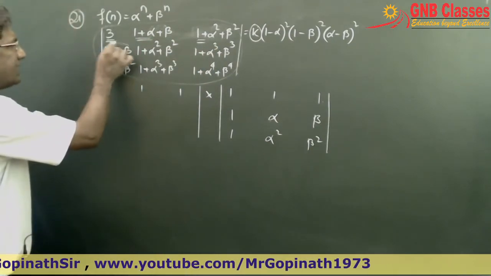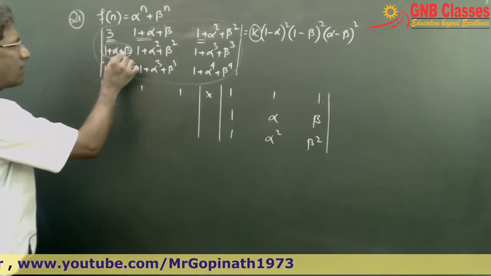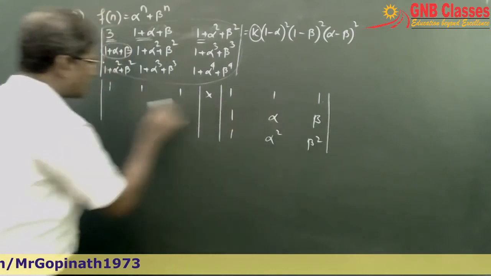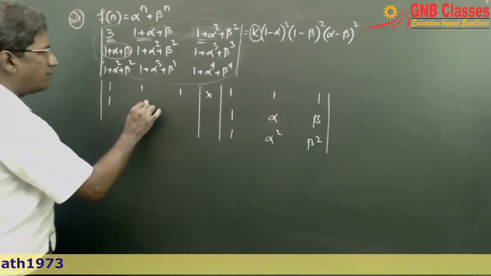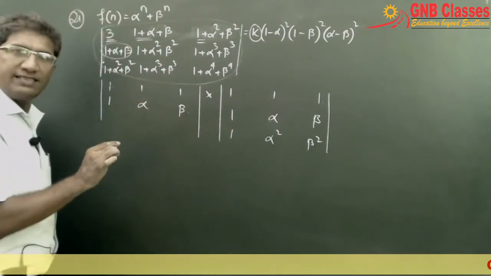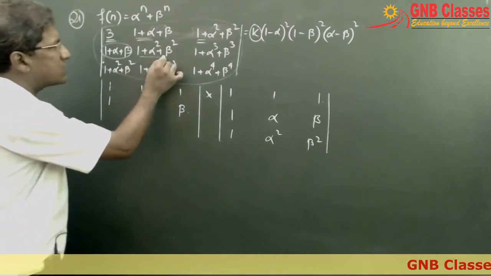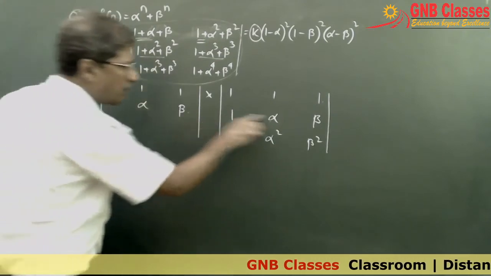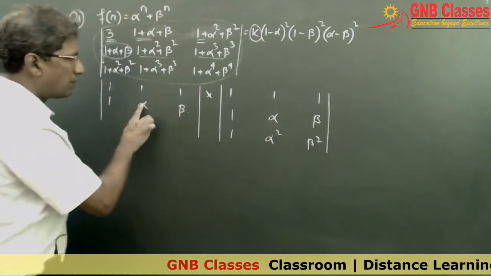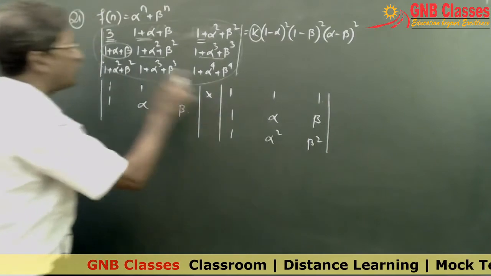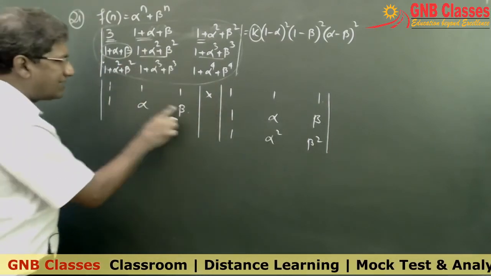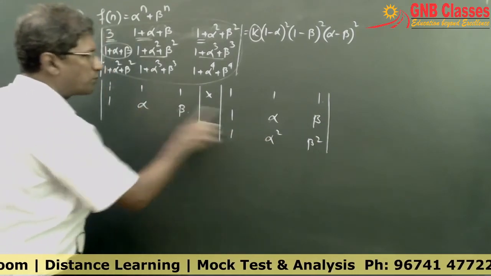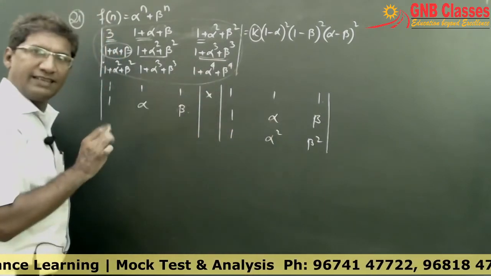Now, to get this element, 1 alpha, 1 plus alpha plus beta, here it is 1, 1, 1, so it has 1, alpha and beta. Is it clear? Now let us check whether this part and this part are coming or not. If this row is multiplied with this, we are getting 1 plus alpha square plus beta square, which is exactly there. And when this is multiplied with this, we are going to get 1 plus alpha cube plus beta cube, which is exactly there. Is it clear?